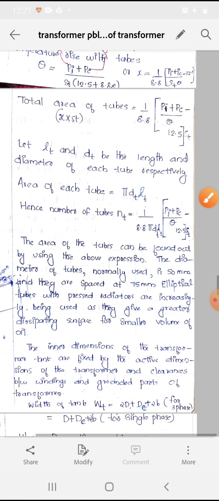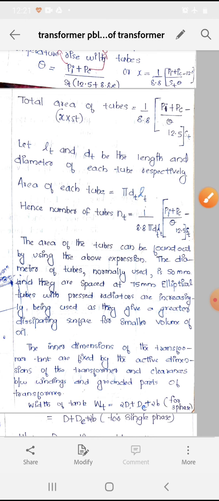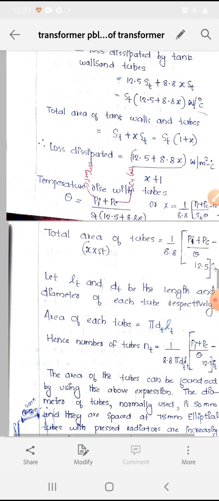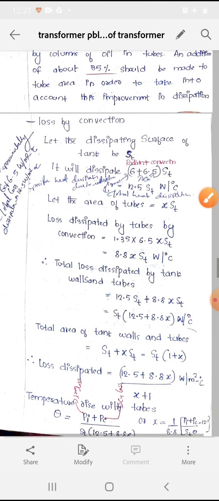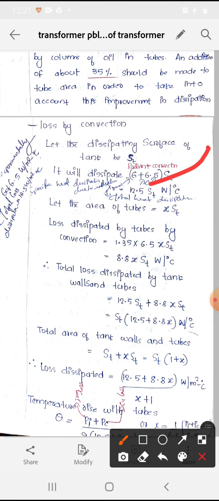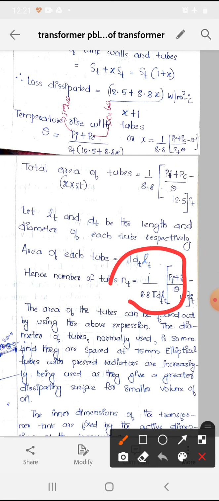Now the area of each tube is equal to pi dt into LT. Hence the number of tubes NT is equal to this equation. So we just need to go through the derivation. For the problem we just need to know the basic terms like total heat dissipation. There's no need to memorize this equation.